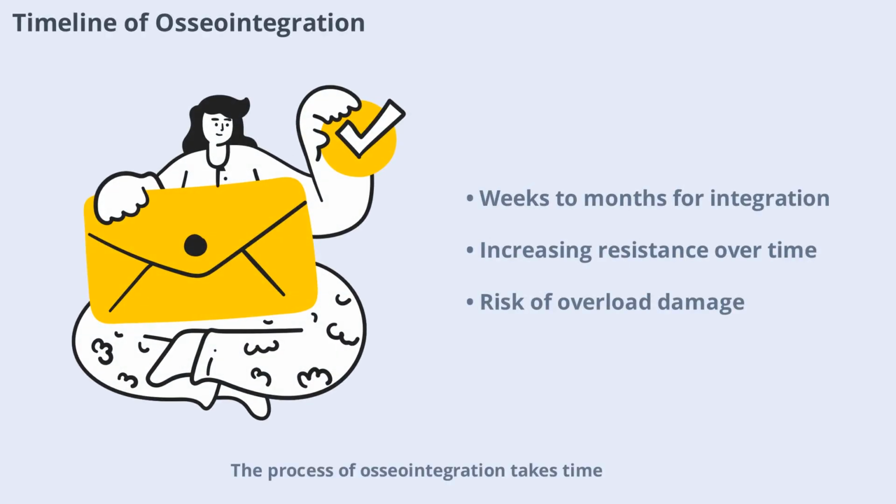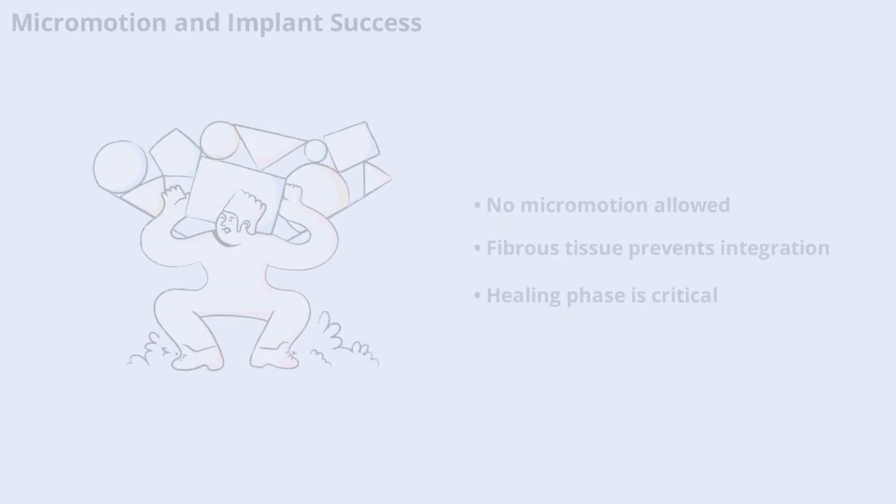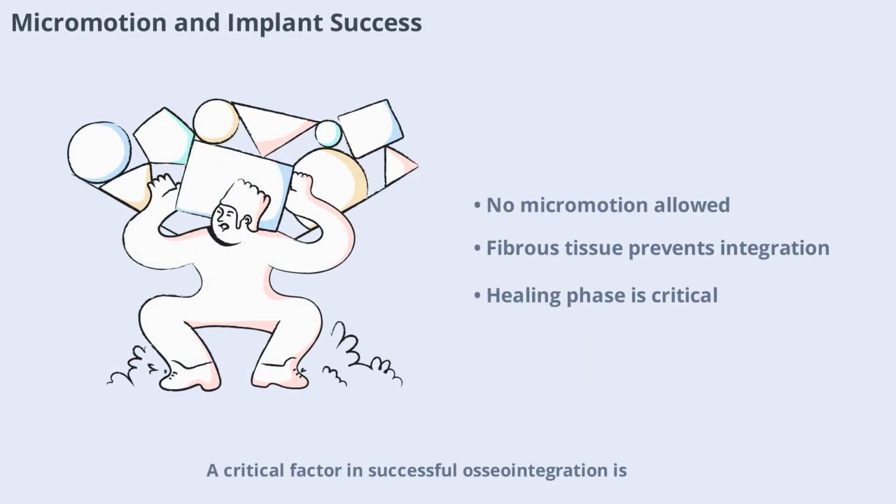The process of osseointegration takes time. Initial evidence of integration can be seen after a few weeks, but a more robust connection develops over several months or even years. During this period, the implant becomes increasingly resistant to external shocks and functional loads. However, the process is dynamic, and the interface can be damaged by prolonged adverse stimuli or overload, potentially leading to implant failure.